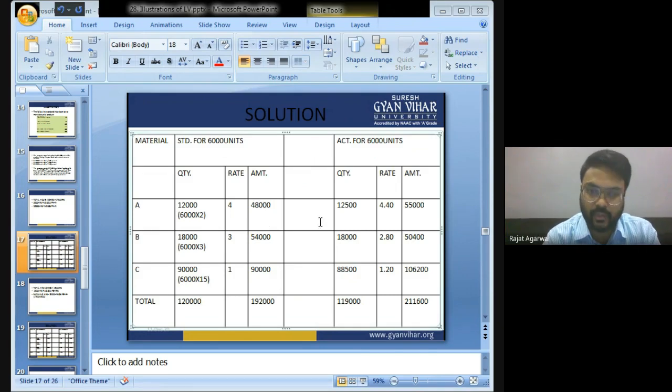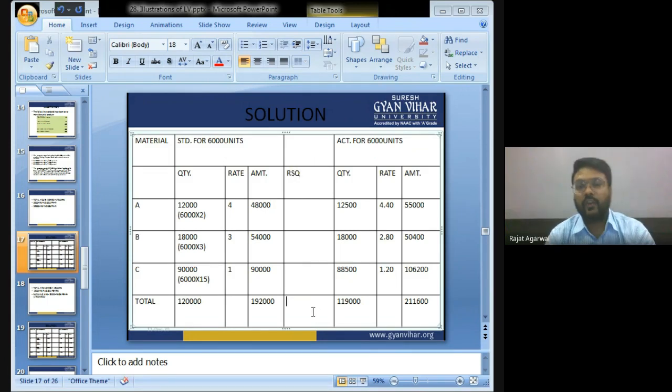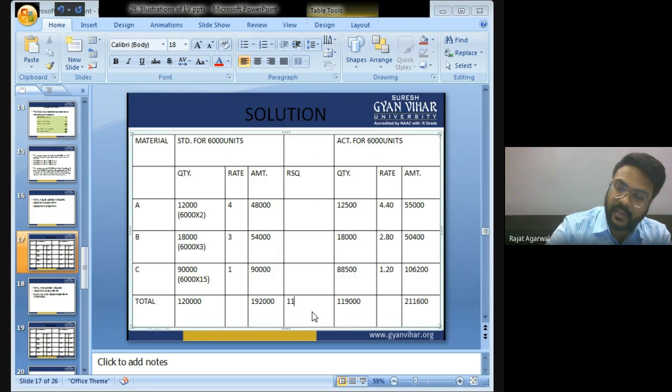Okay, let us do the revised standard quantity also. Let us calculate revised standard quantity also. What is revised standard quantity? How are we going to calculate revised standard quantity? Total actual quantity will be divided in the ratio of standard quantity. Total actual quantity is 1,19,000.